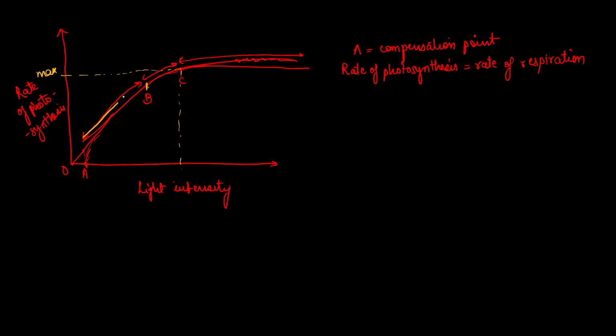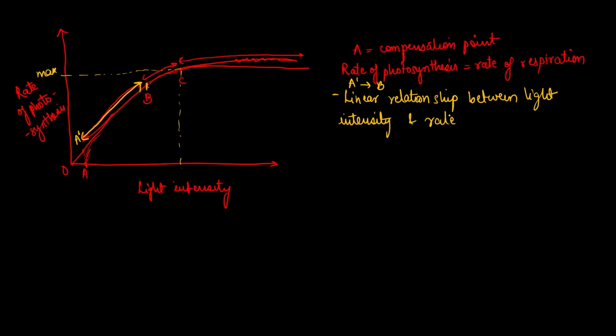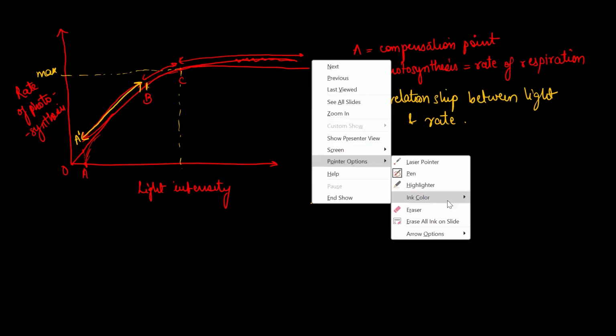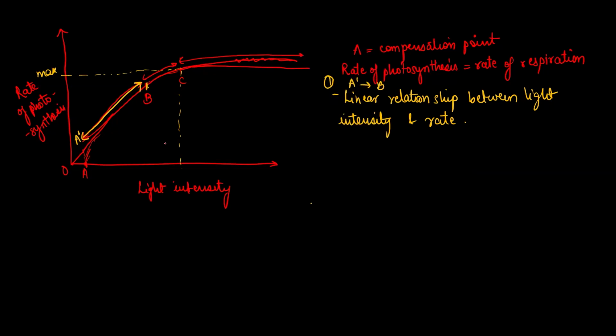Now, if we talk about this part up to B, here we are seeing a linear relationship between the light intensity and rate. If I call this point A dash, then from A dash to B we are seeing a linear relationship between light intensity and rate, right? So this is the one point. Now, under what light conditions is this linear relationship happening? If you see, in this condition the light intensity is low. So this linear relationship occurs when there is low light intensity.